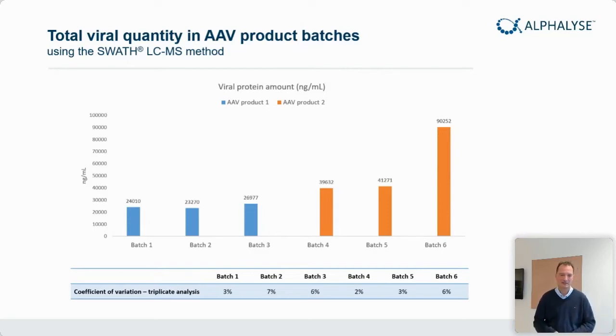When we looked at how reproducible the method was, we did a triplicate analysis, and you can see in the bottom table that the coefficient of variation is very good. Typically, it's between 3 and 6%, here 7%. Normally, it's within 10%, we say. So this is much better than what you can obtain, for example, with a standard ELISA assay.